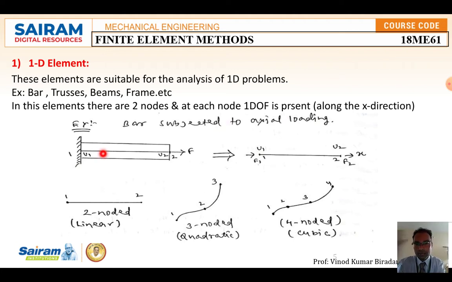Look at the example here. The bar is subject to an axial load. Consider this is a bar. Here how many nodes are there? Node one and node two. U1 stands for displacement at node number 1, U2 stands for displacement at node number 2. One end is fixed, and the other end has an axial force.